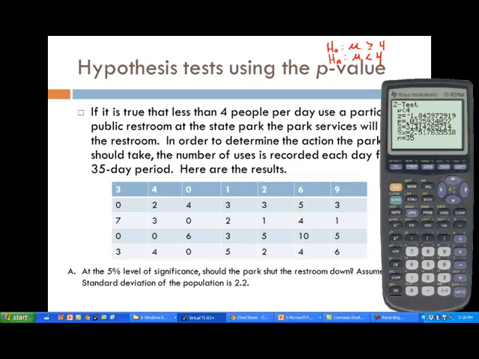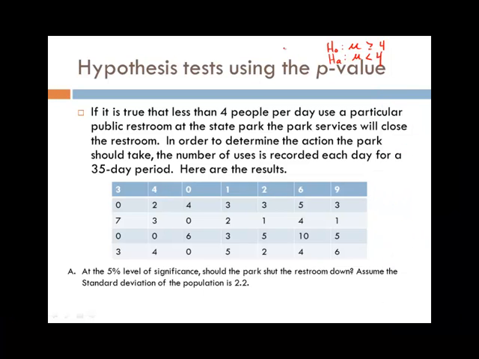We have a p-value of 3.26%. And for a 5% level, that is less than 5%. So that would support the claim because it would reject the null hypothesis, support the claim of the alternative hypothesis, and yes, they should shut it down.